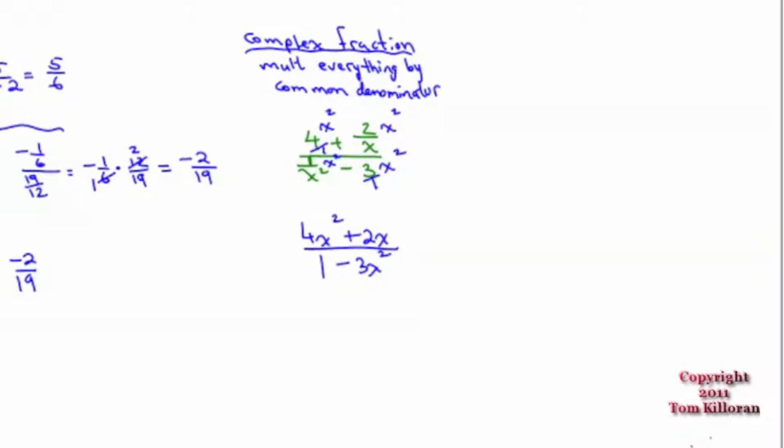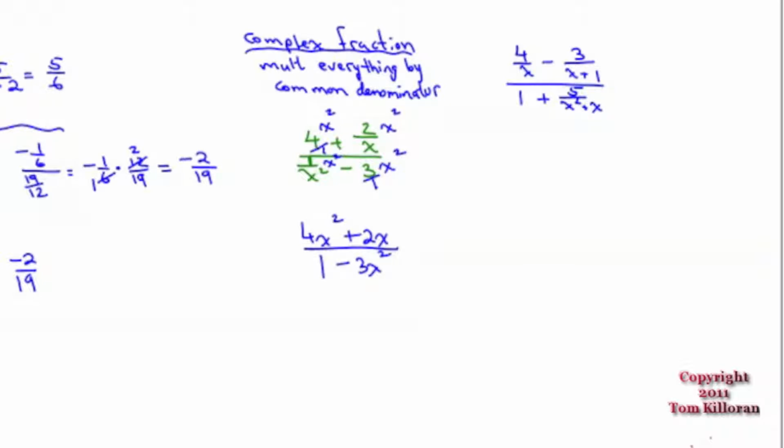Worse than that. 4 over x minus 3 over x plus 1 over 1 plus 5 over x squared plus x. Just making up some junk here. What's the common denominator? X squared plus x. If you factor it, it's x times x plus 1.